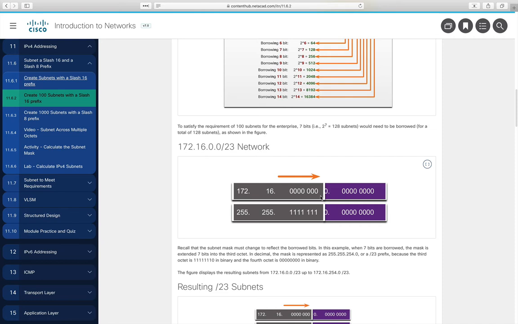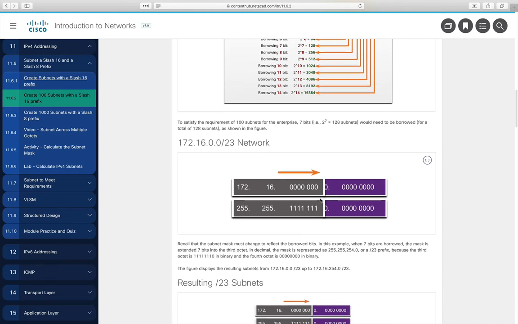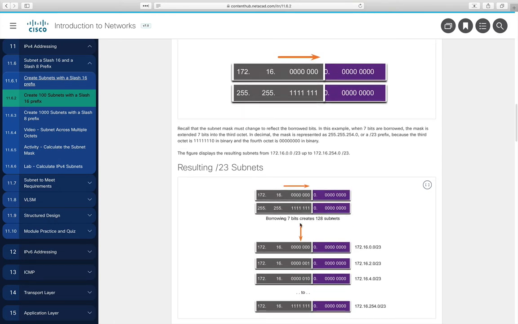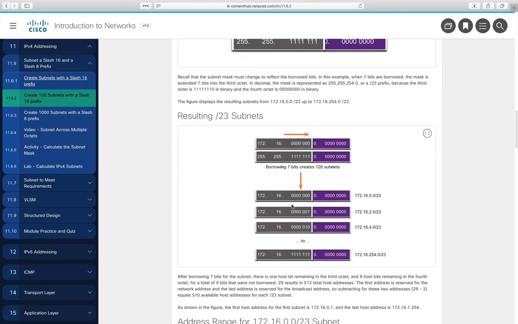Now then, we refer to these as subnet 0, subnet 1, etc. And basically what they're showing you down here is, since we borrowed 7 bits, they're showing the subnet mask, which is a /23, like we saw up here.